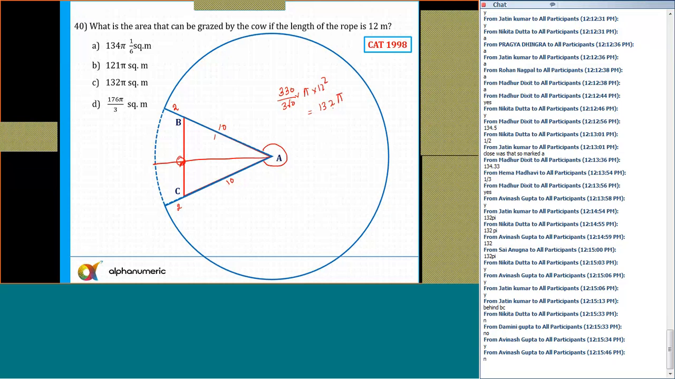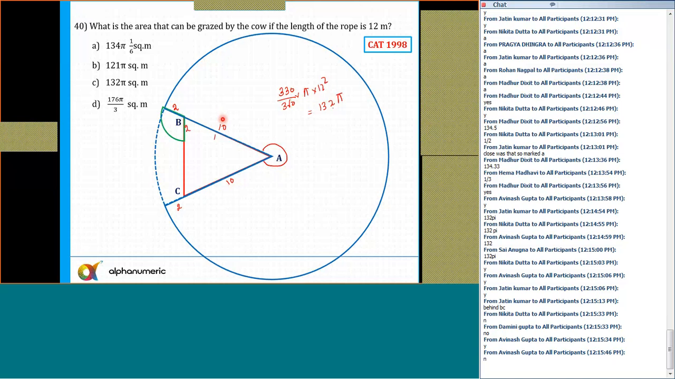To reach this point, the cow will go from here to here. Let me say, it will go like this and then like this. The maximum it can be is 12, 10 plus 2, which is 12. So what I'll do here is draw one smaller arc like this. So the diameter of this circular arc is 2. So this is 10 and this is 2.